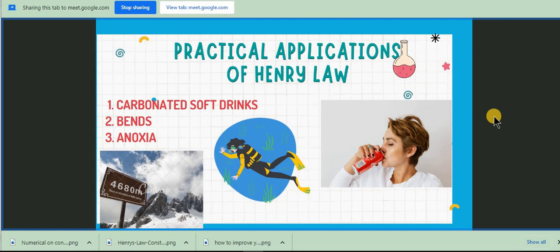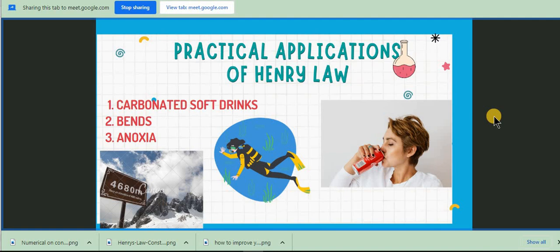And if we talk of practical applications, there are three practical applications which are more prevalent. That is carbonated soft drinks. When we take a Coca-Cola bottle and open it, it gives fizz sound. Why? Because the gas is stored at high pressure. When you are opening, the atmospheric pressure is 1 atmosphere, so the pressure is decreasing, and the solubility of carbon dioxide gas is decreasing as per Henry law. Therefore, when you open carbonated drinks, it gives fizz sound because carbon dioxide is coming out. Pressure decreasing, solubility decreases.